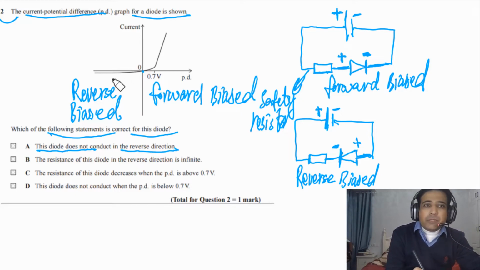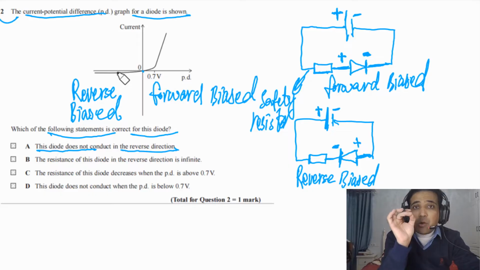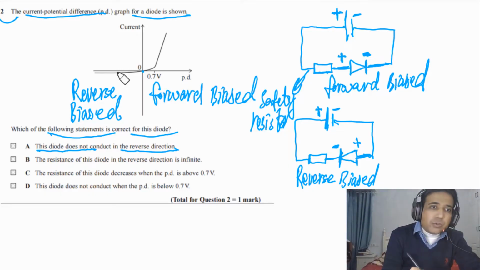But if you look at this figure, we can see there is a small current in this direction, and also there is a potential difference. It is telling us "does not conduct" means no current flow, but in this case we have a small amount of current. So simply you need to read this graph. So it means this option is not correct.